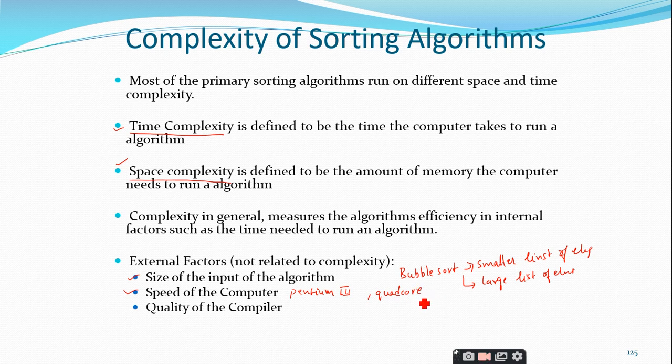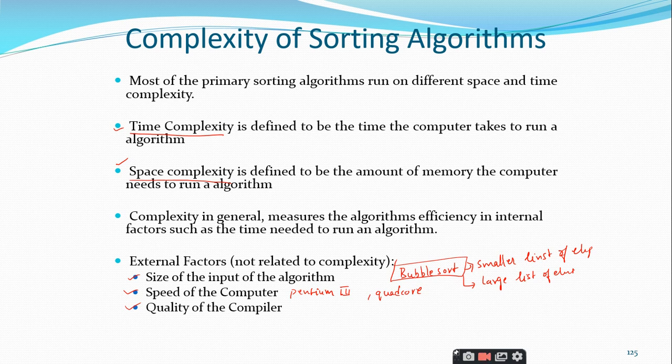So with the same inputs, if you run the algorithm on different computers with different hardware, you are going to get different running times. So this is one external factor that also influences the efficiency of the algorithm. And the third one is the quality of the compiler. If you run the same bubble sort algorithm with old compilers, it may take more time, and if you run the same program with modern compilers, it will take less time.